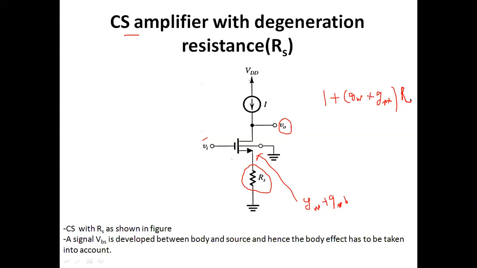Always we are going to use the degenerative factor because of the RS. This degenerative factor is very important. Now, because of the RS, the body and source are not at the same potential level, so we need to consider the body effect.